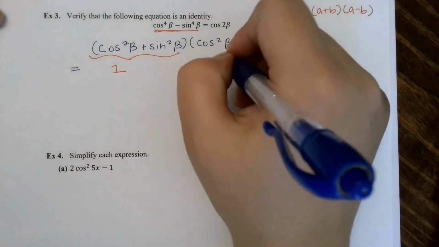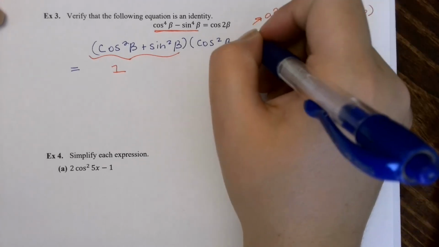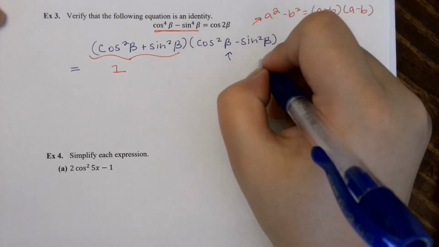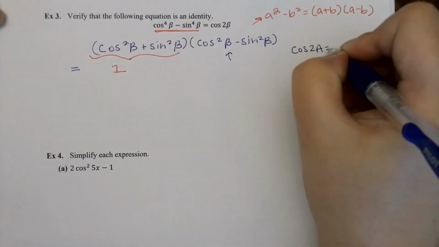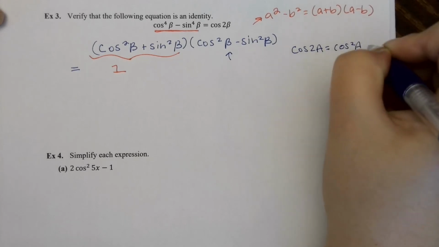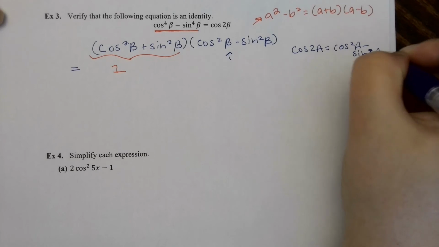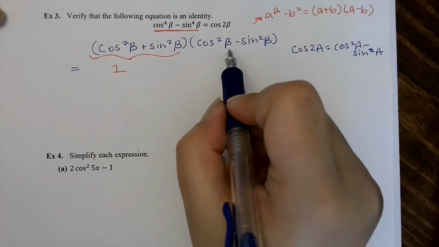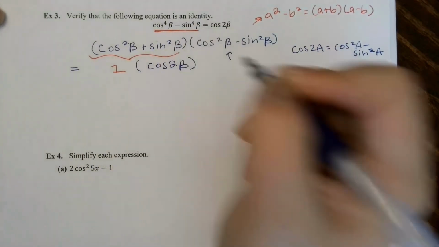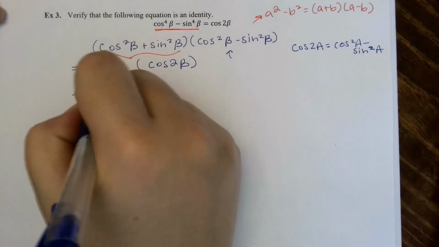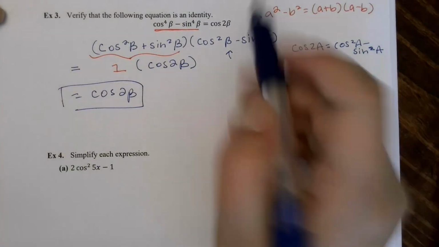Okay, and then from the new identities that we are learning, cosine squared beta minus sine squared beta is equal to our double angle identity of cosine 2a equals cosine squared a minus sine squared a. Okay, so this whole part right here can be replaced with cosine 2 beta. So that means our answer is cosine 2 beta, which is what we were looking for.